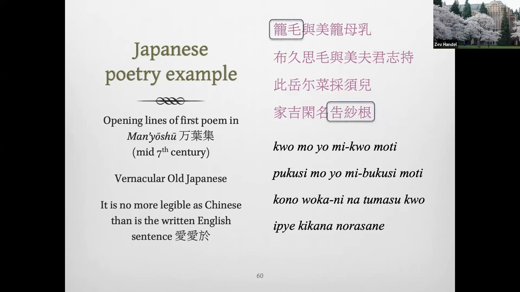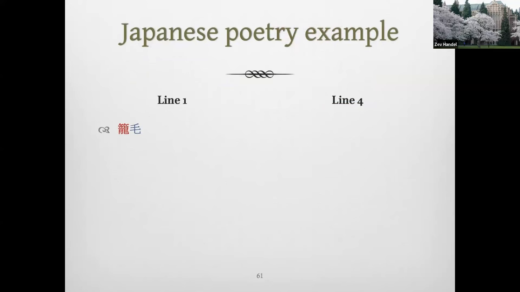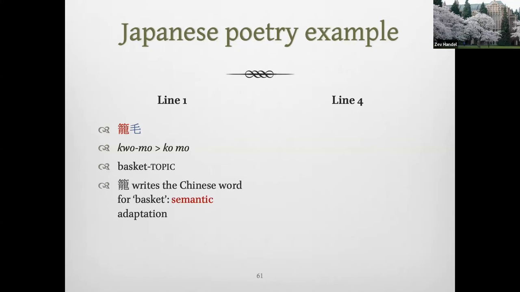How are these Japanese words getting written with Chinese characters? Let's just take a zoomed in look at these two, line one and line four. So in line one, we are writing komo, which in modern Japanese would be pronounced komo, with two characters to write the word basket followed by a grammatical marker that says this is the topic of the sentence. The first character writes the word for basket in Chinese. So it's being used here to write the word basket in Japanese by semantic adaptation.